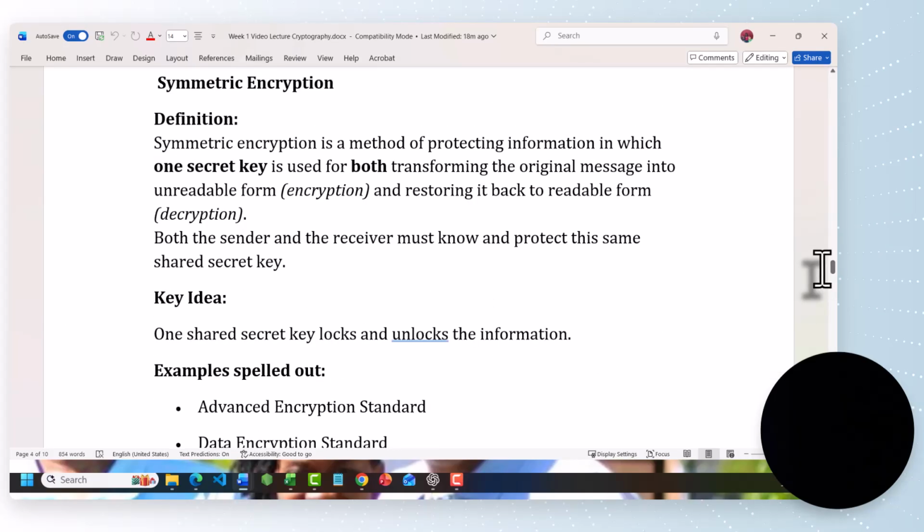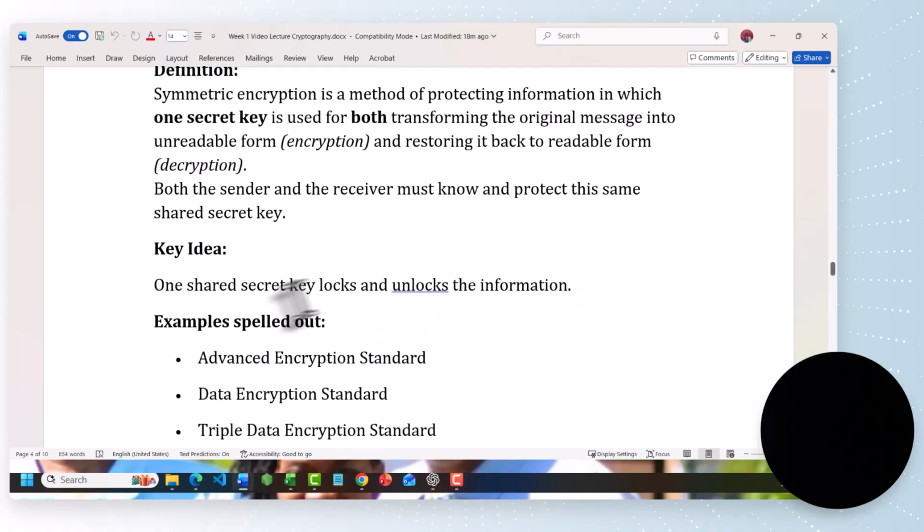Okay, so symmetric encryption. Symmetric encryption is the method of protecting information in which there's one secret key, and it's used by both encryption and decryption. So there's one key that will encrypt, and I'm going to use that same key to decrypt the information. That is symmetric encryption. Both the sender and receiver must know and protect the same shared password. Key point: both the sender and receiver have the same information. One shared secret key locks and unlocks information.